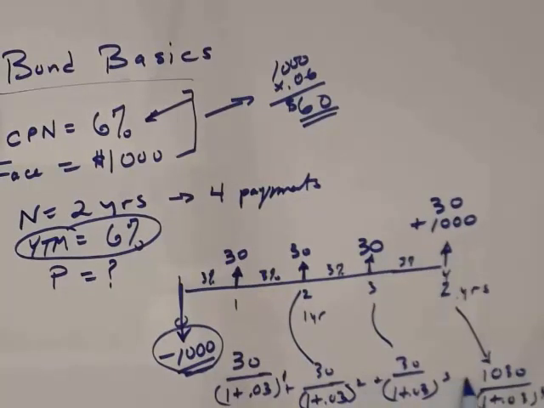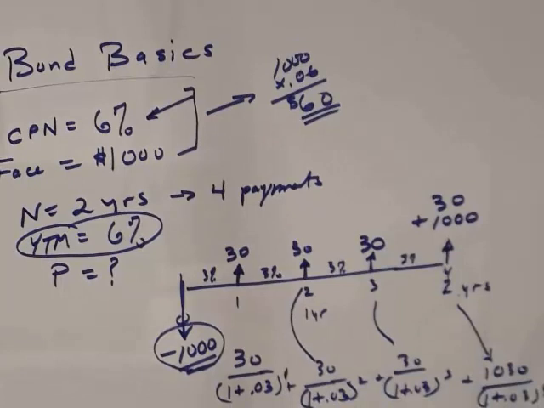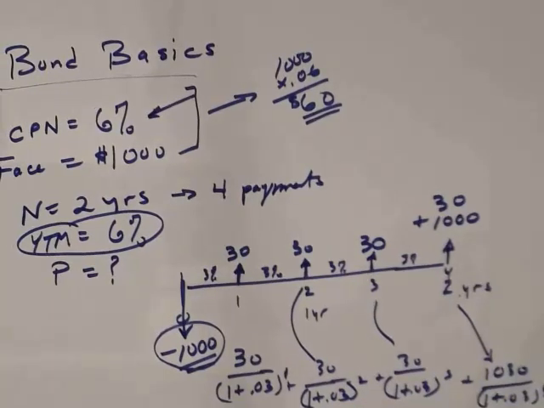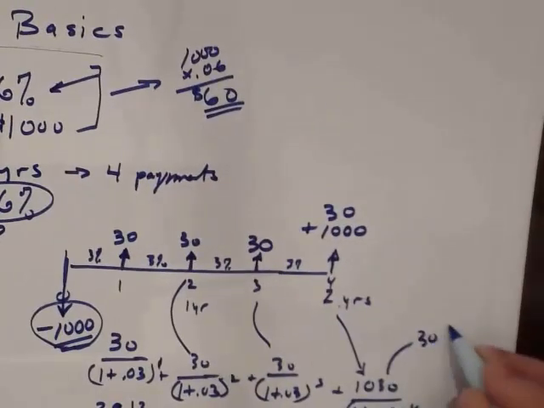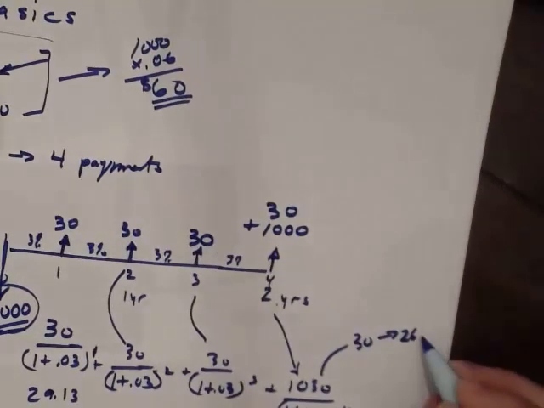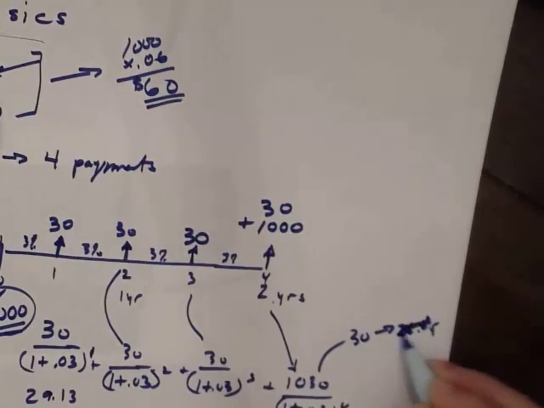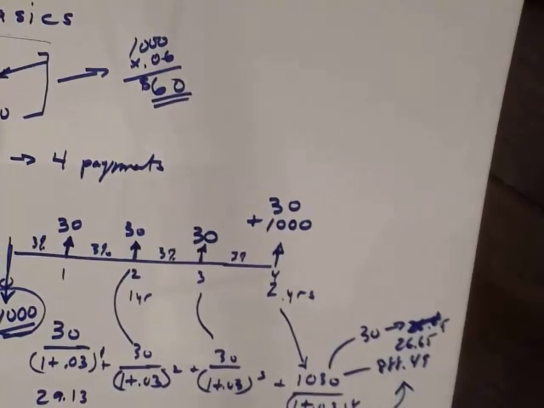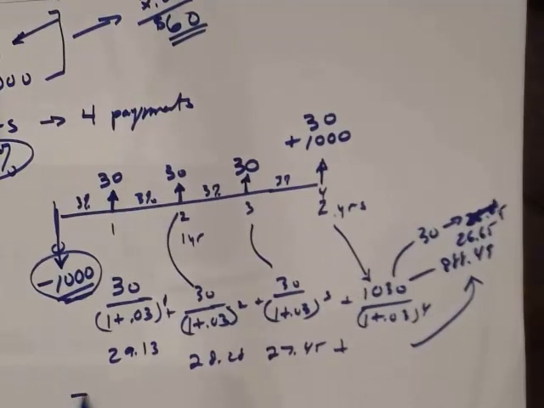Add each one of these numbers up, and we'll get, this is worth $29.13, this is worth $28.28, this is worth $27.45, and when you discount the $30 it is worth, I'm running out of space here, 26.65, and the $1,000 is worth today $888.49. Okay, that plus these two numbers will sum up to $1,000.